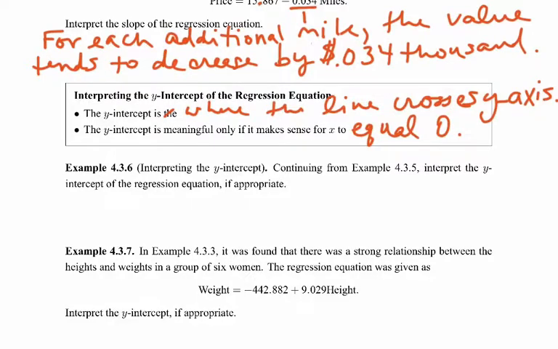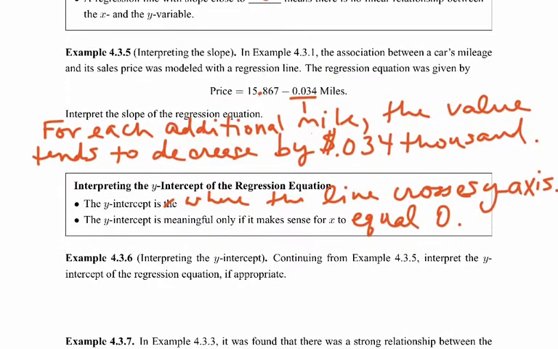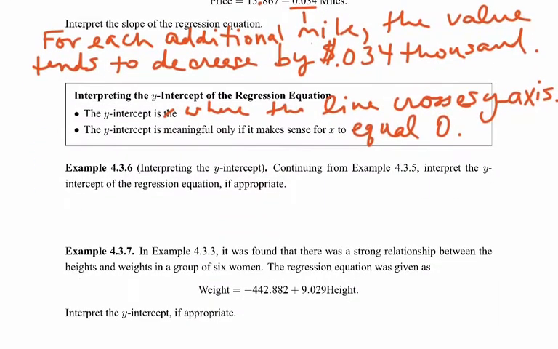So continuing from the example above, we're looking at the same one, the one with the cars. Interpret the y-intercept of the regression equation if appropriate. So what does that mean, if appropriate? Well, does it make sense for x to equal 0 in our car example? Remember, x was the mileage, so that means there are no miles on the car. When would a car have no miles on it? When it is brand new, right?